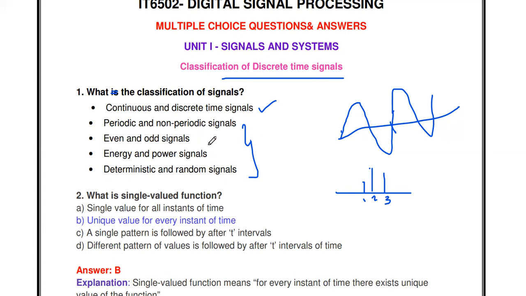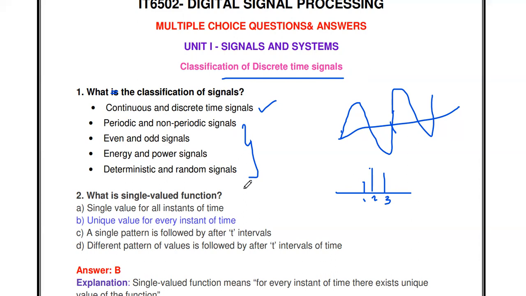Then even and odd signal. If the signal is symmetric about the vertical axis, that is, the y axis, it is called an even signal, otherwise it is an odd signal. Then energy and power signal. If the signal has finite energy, then it is called an energy signal. If the signal has a finite amount of power, it is called a power signal.